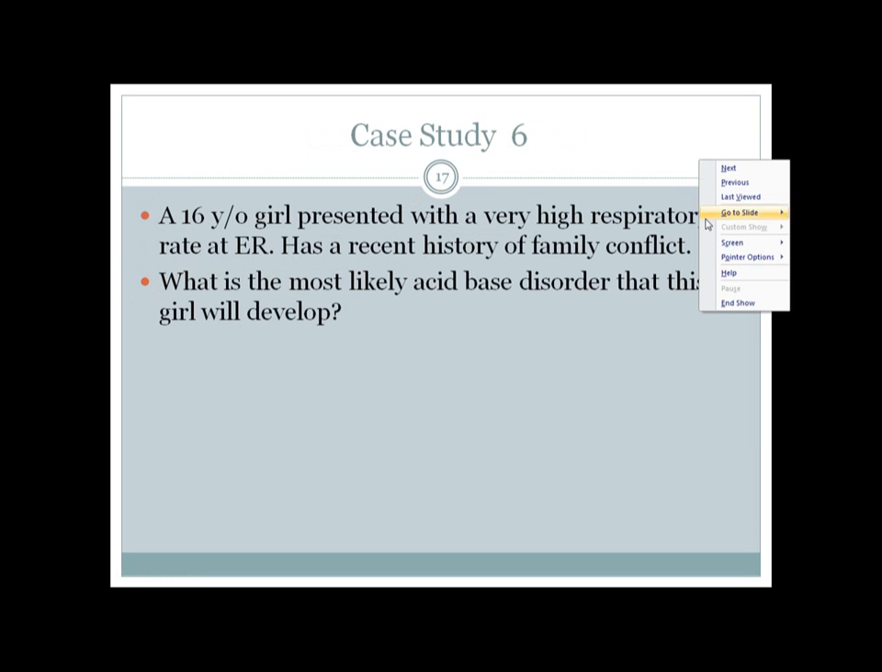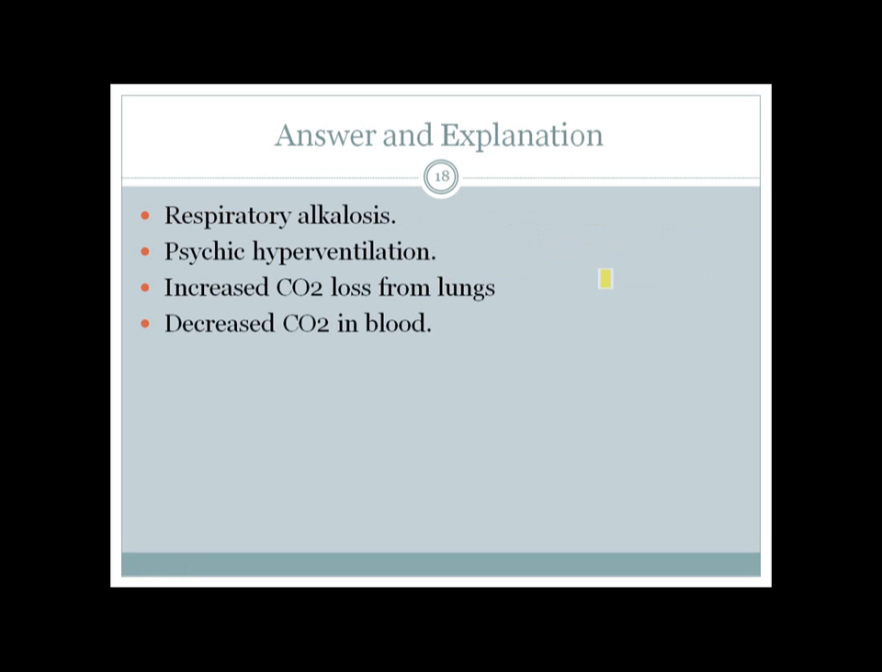So we have our case 6, and this case is a 16-year-old girl who presented with very high respiratory rate, and she has a history of family conflict. Can you tell me what is the most likely acid-base disorder that this girl will develop? Very good. This girl will actually develop respiratory alkalosis because she has a very high respiratory rate.